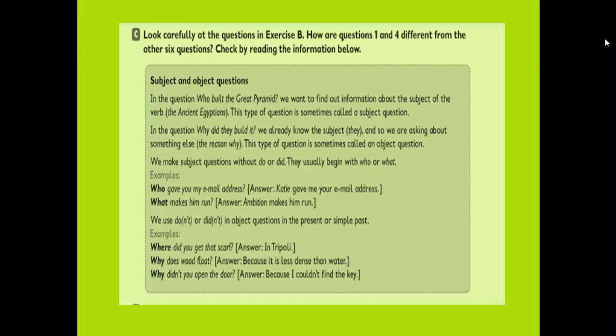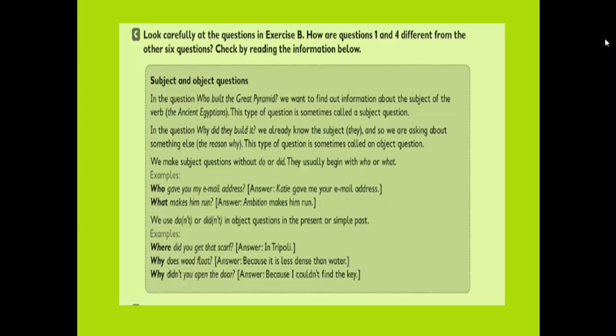Examples: who gave you my email address? Here I'm asking about the subject. So the answer is Katie gave me your email address. Number 2. What makes him run? Answer: ambition makes him run. So we use who if I want to ask about the person or people in general, and we use what if we want to ask about things in general.